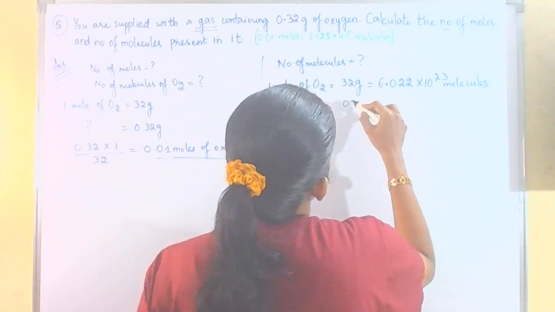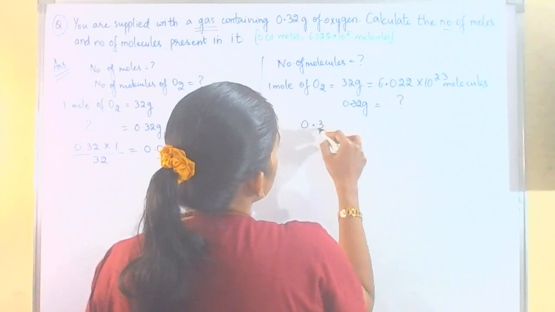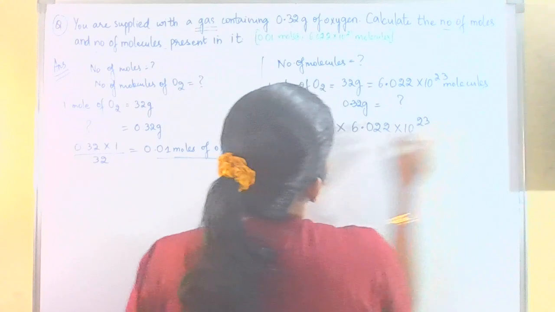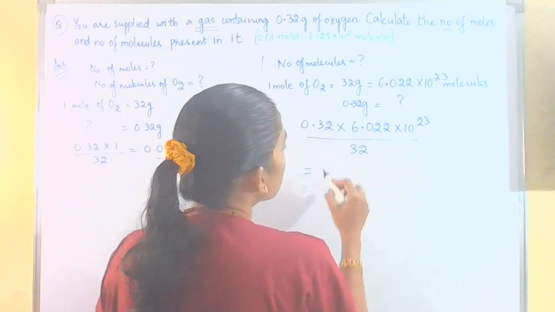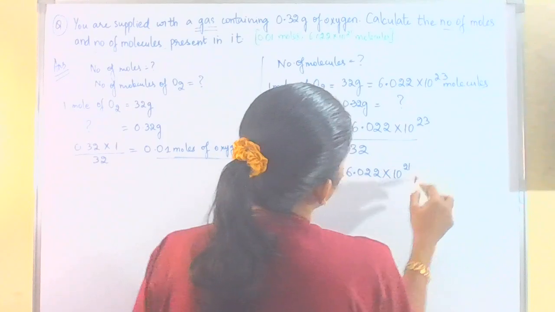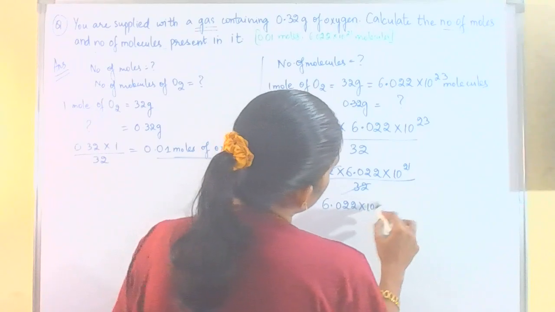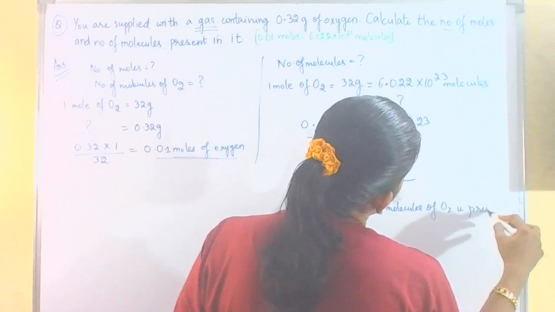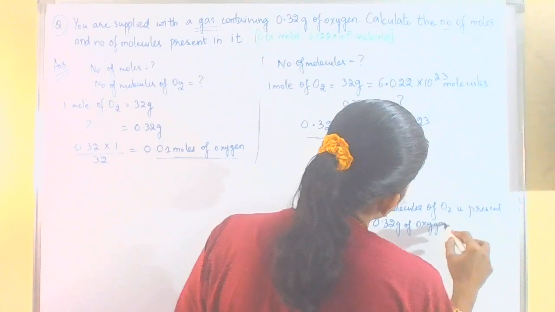Then for 0.32 grams, the number of molecules is equal to how much? 0.32 into 6.022 into 10 to the power 23 divided by 32. For easy calculation, we'll multiply 0.32 by 100. So 32 into 6.022 into 10 to the power 21 divided by 32. So 6.022 into 10 to the power 21 molecules of oxygen are present in 0.32 grams of oxygen gas. Okay.